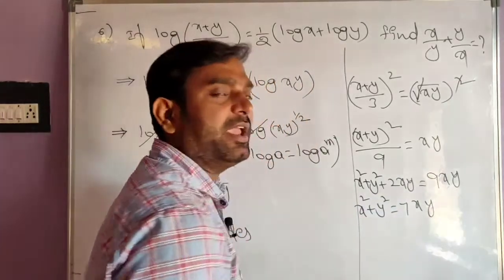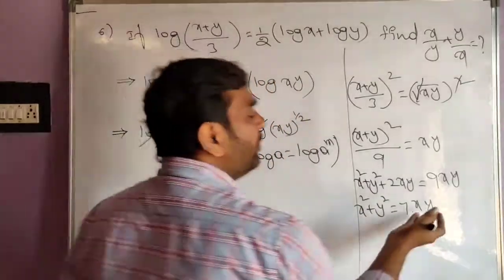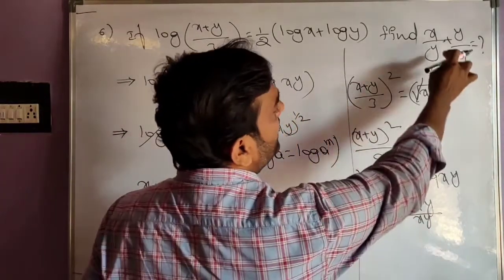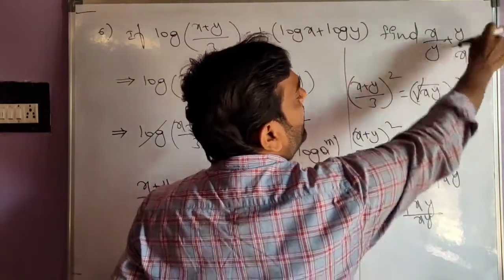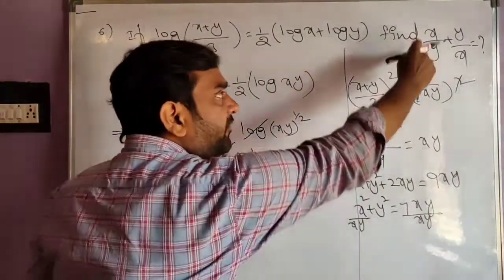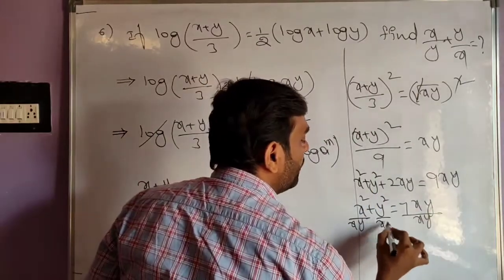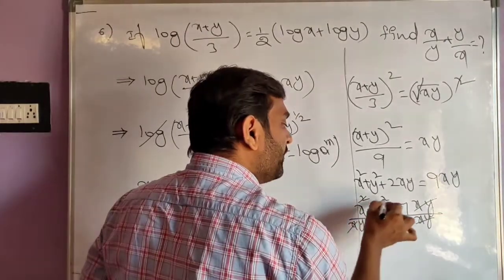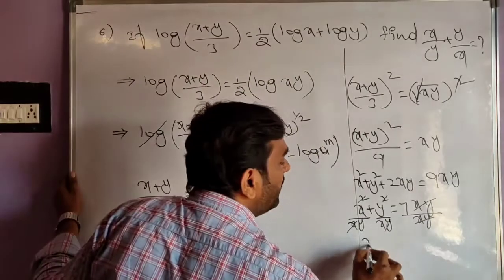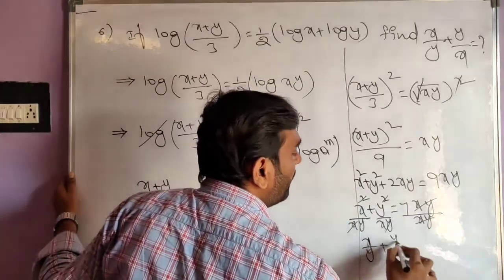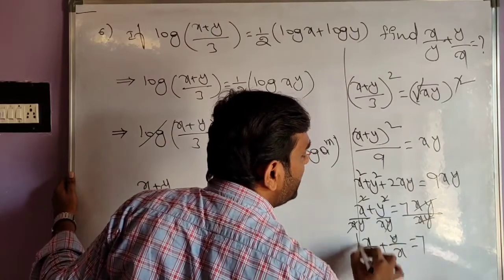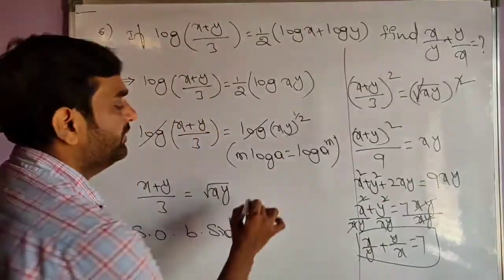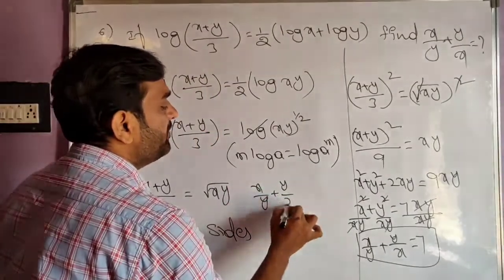That equals 7xy. Okay, now divide with xy. Why? Because given x by y plus y by x, we have to find the value of x by y plus y by x. To get x by y, divide with xy on both sides. xy cancels here. In x square, one x cancels, in y square, one y cancels. Then you get x by y plus y by x is equal to, how much remaining? 7 remaining. That's the answer. x by y plus y by x equal to 7.